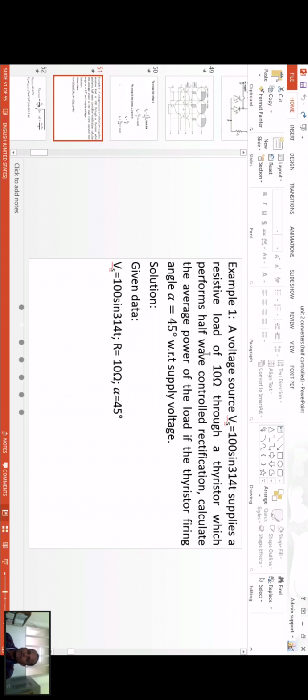So you have to find out the PDC. Before finding the PDC, you have to find the VDC. The load is purely resistive. So how do you find out VDC? You have to find the RMS voltage, which will be Vm by 2 root pi. Can you just copy this question?